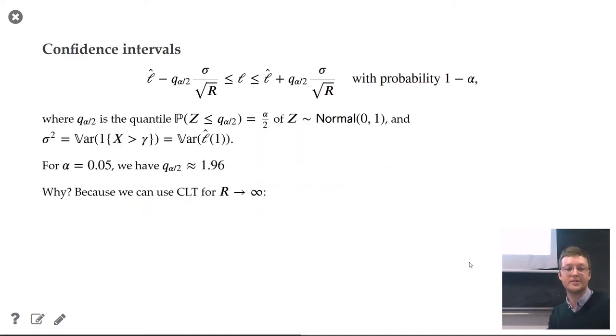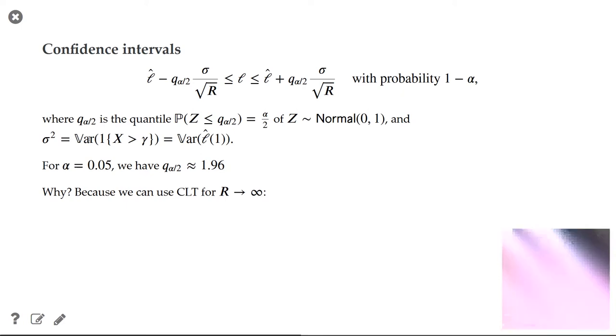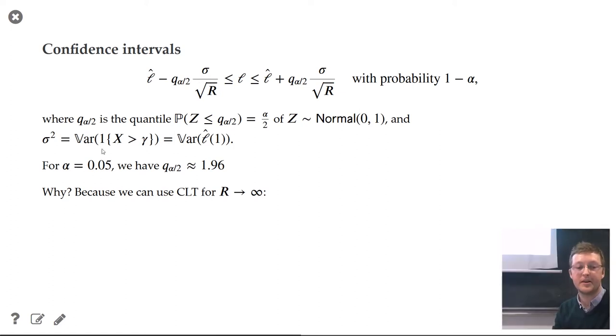So where do these confidence intervals come from? Again, I hope this is a reminder. You have the fact that your true value is greater than or equal to your Monte Carlo estimate minus this width, and less than or equal to your Monte Carlo estimate plus the same width, with probability 1 minus alpha. The Q here is just some quantile of the standard normal, and sigma squared is the variance of a single replicate from Monte Carlo.